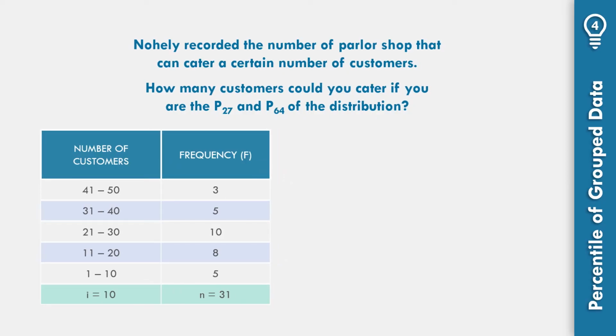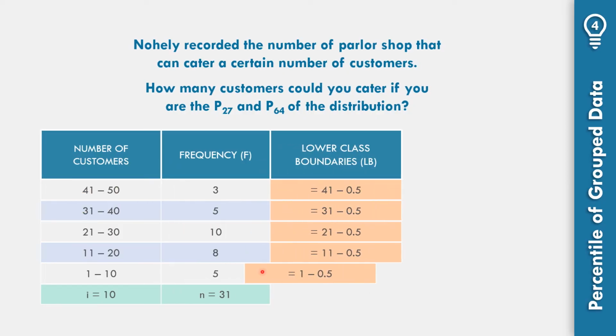So let us continue to solve for the lower class boundaries. 41 minus 0.5, that is 40.5. 31 minus 0.5, that is 30.5. 21 minus 0.5, that is 20.5. 11 minus 0.5, that is 10.5. 1 minus 0.5, that is equal to 0.5.